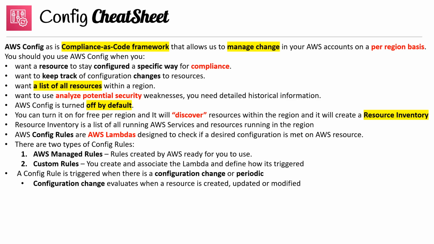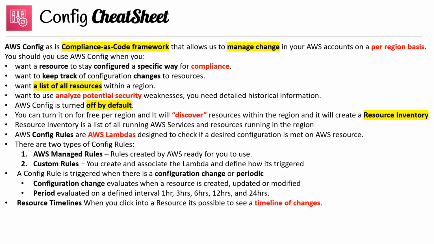If it's configuration change, then the rule is just going to evaluate when a resource is created, updated, or modified. For periodic, it's evaluated on a defined interval: 1 hour, 3 hours, 6 hours, 12 hours, or 24 hours. Configuration change can be a lot more cost effective because it's only evaluated when changed, whereas periodic, if it's every 1 hour, it can get expensive. It's a very cheap service, but if you have a lot of config rules, it can get expensive.